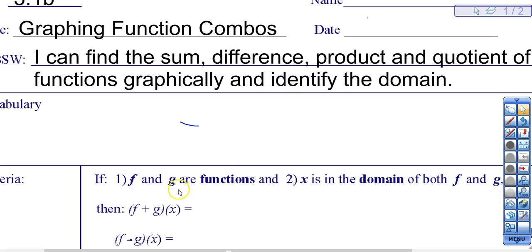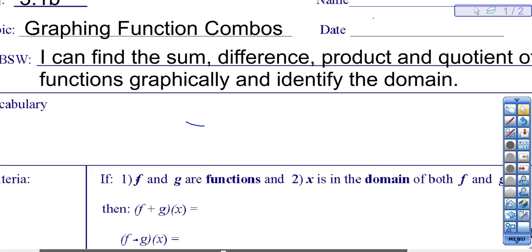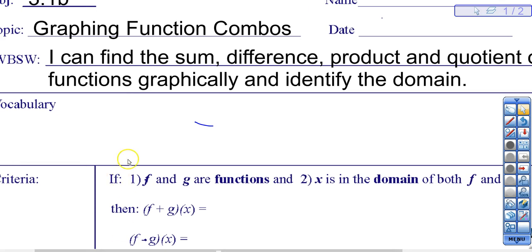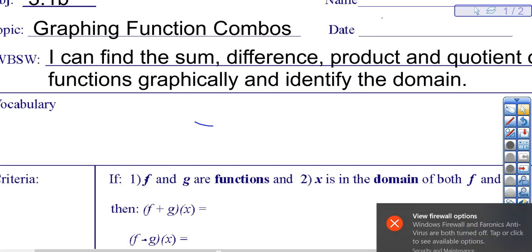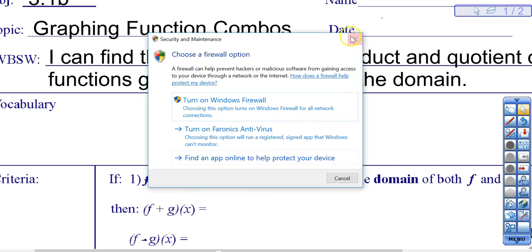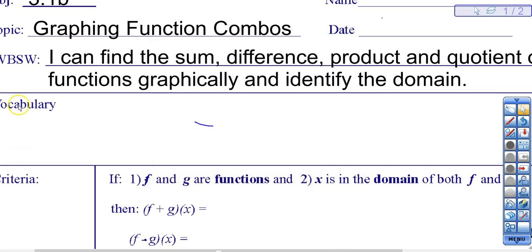And the reason that I want to talk about this is because I believe it's really important for you to understand why the domain is what it is. Because I'm noticing that when we do everything with algebra, when you're looking at the domain, it's really an abstract thing. And if you don't understand abstract thinking, you struggle. So let's start with some vocabulary really quick.